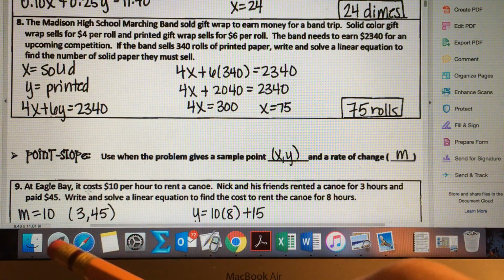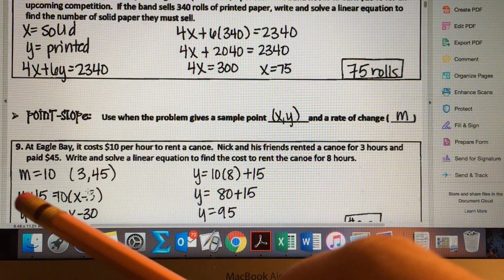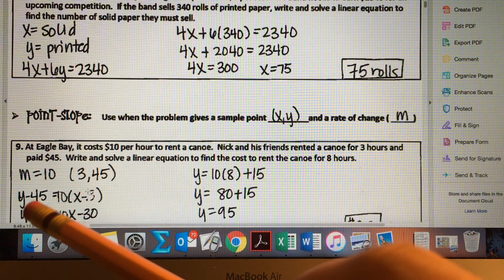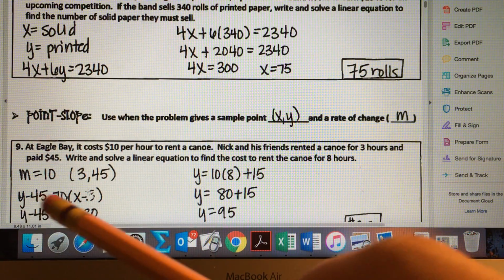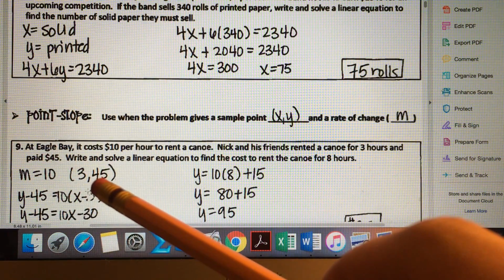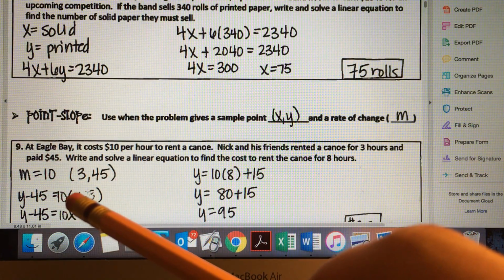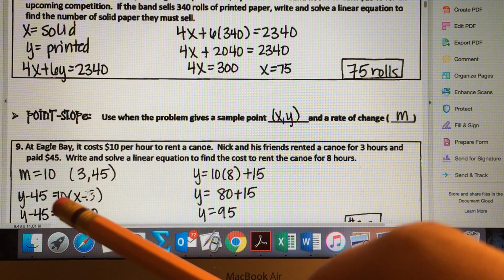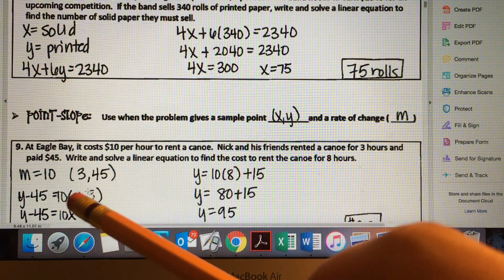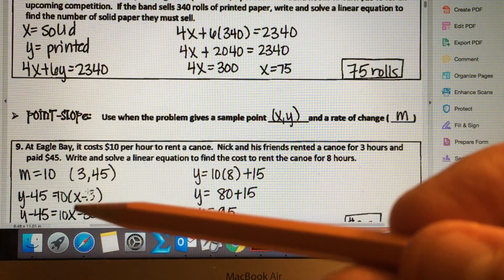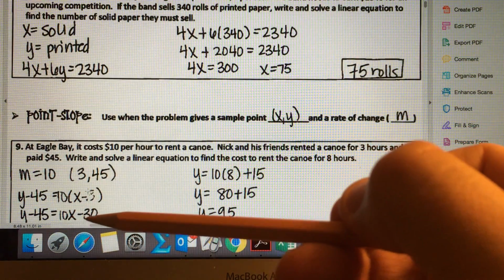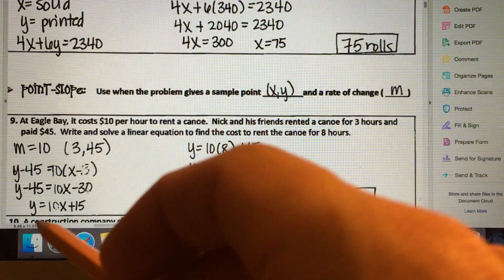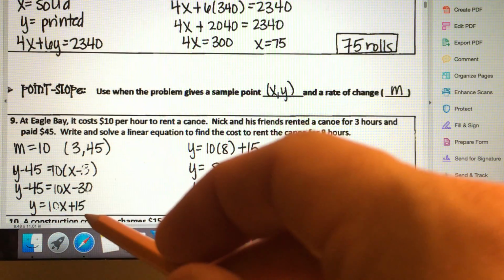So we can use point slope form, which remember is y minus y sub 1 equals m times x minus x sub 1. And we can go from there. So we substitute in our point, y minus 45, that's your y1, equals 10, which is your slope, times x minus 3, which is your x1. Then remember, the first step to convert this into slope-intercept form is to distribute your 10, turning that 10 times x minus 3 into 10x minus 30, and then you would add 45 to both sides, which would turn our final equation into y equals 10x plus 15.